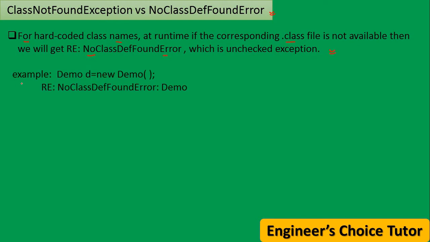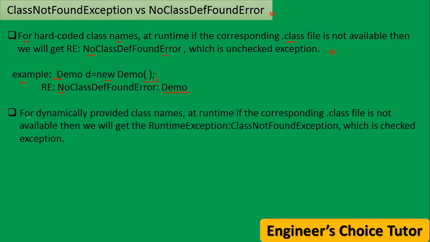Is it clear? For example, suppose in my code it is written that Demo d = new Demo(), but actually what happens at the runtime? At the runtime, the JVM is not able to find the .class file, that is the Demo.class file. So actually what happens? An exception is raised. What is that exception? NoClassDefFoundError: Demo. So basically it is an unchecked exception.